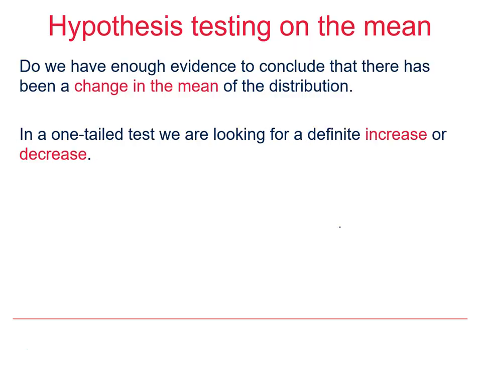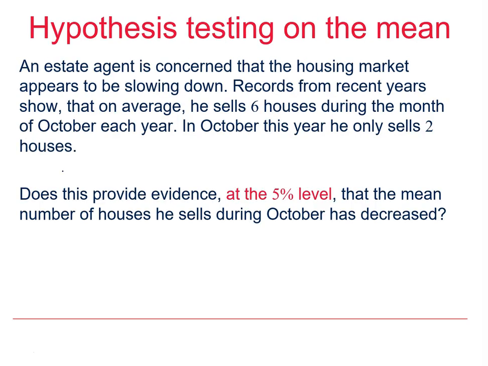So we're going to be looking at the evidence that we have got to see whether we can conclude that there has been a change in the mean. And we're going to be looking in this video at a one-tailed test, and that will either be looking for a definite increase, or in the case we're looking at, this example, a definite decrease. And we are going to test this at the 5% level, so it's always important to take note of your significance level for every test and see whether at the 5% significance level there is evidence that the mean has decreased.